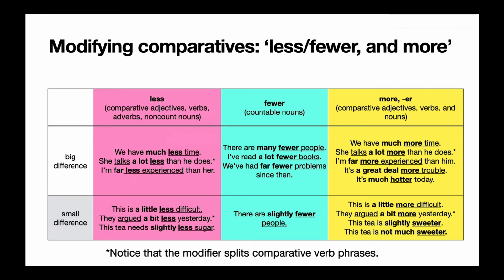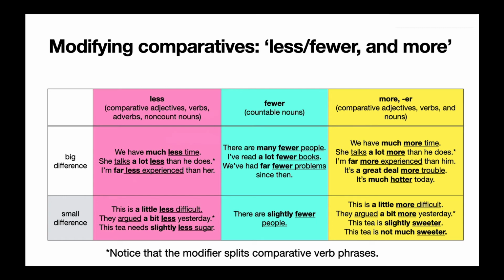If we want to use more, like in the last column, we use the same one. So we say we have much more time, she talks a lot more, I'm far more experienced. And we also use a great deal for more, but not as much with less. We could. It's a great deal more trouble. We could say it's a great deal less trouble, but it's not as common. Okay, that's how we make a big difference.